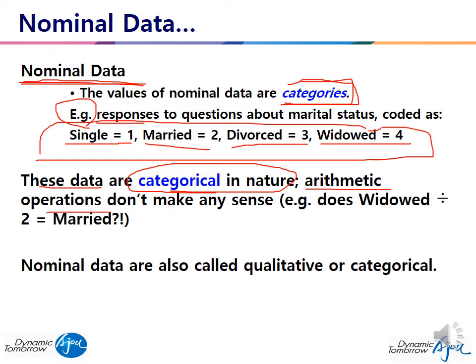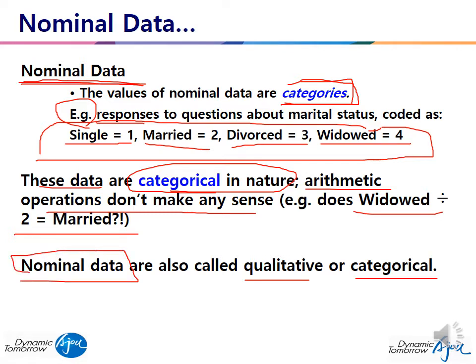In nominal data, arithmetic operations don't make any sense. For example, widow divided by 2 is married. Is it meaningful? No. So in nominal data, arithmetic operations don't make any sense. Nominal data are also called qualitative or categorical. First we learned interval data, which is quantitative. Second we learned nominal data, which is qualitative and categorical.